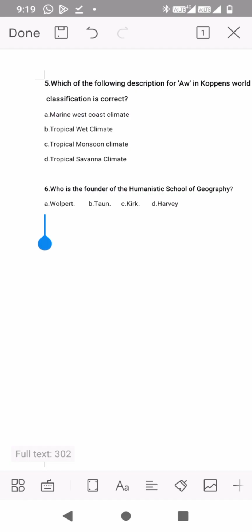The next question is question number 6. Who is the founder of the humanistic school of geography? The options are Wolpert, Twin, Kirk, and Harvey. And the right answer is B, Twin.